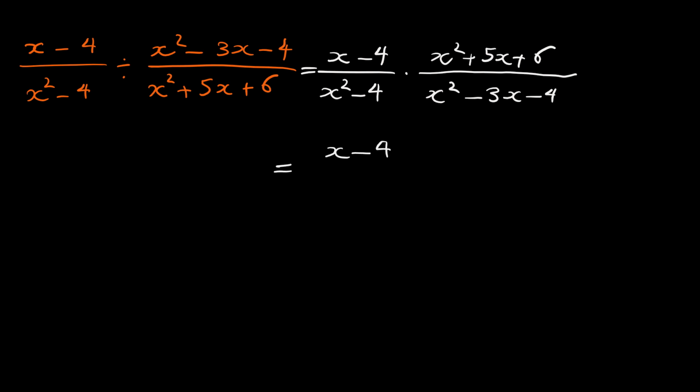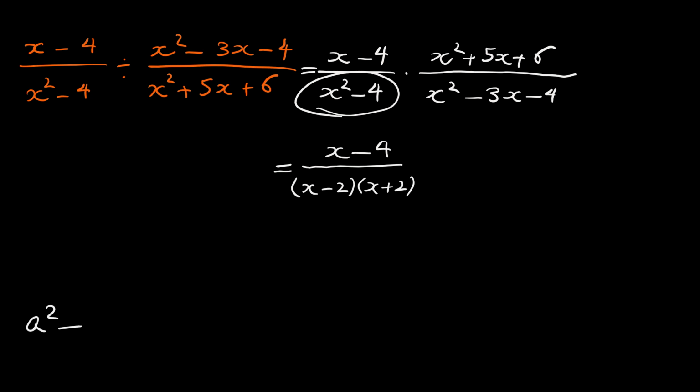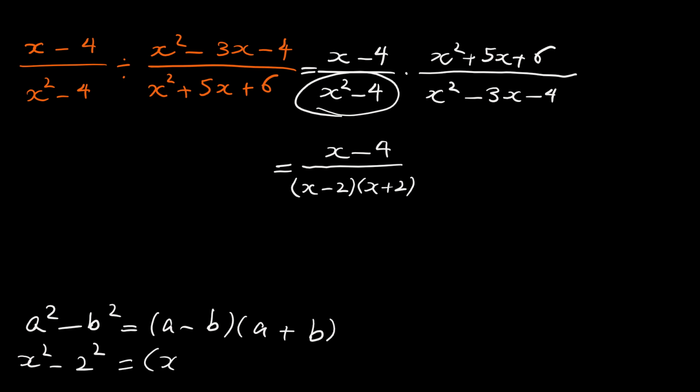We have x minus 4. In denominator we have x to the 2 minus 4. You know that x to the 2 minus 4 is x minus 2 times x plus 2. Here we need this identity. A to the 2 minus b to the 2 is a minus b times a plus b. So x to the 2 minus 4, which is x to the 2 minus 2 to the 2, because 4 is 2 to the 2, can be written as x minus 2 times x plus 2, based on this important identity.